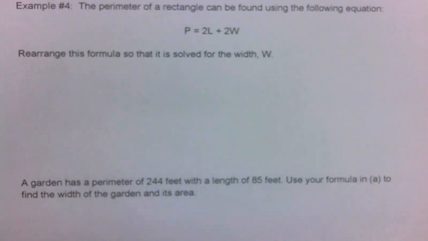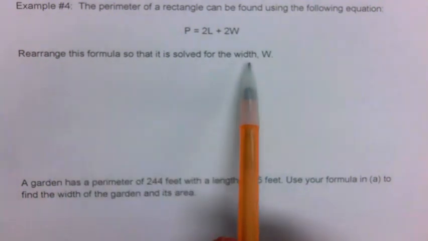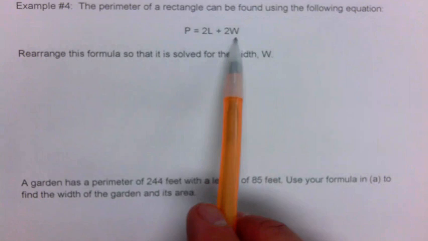In our next example, the perimeter of a rectangle can be found using the following equation. P equals 2L plus 2W. P, of course, is the perimeter, L is the length, and W is the width. We are going to rearrange this formula so that it's solved for the width W. So we want to get this W all by itself.